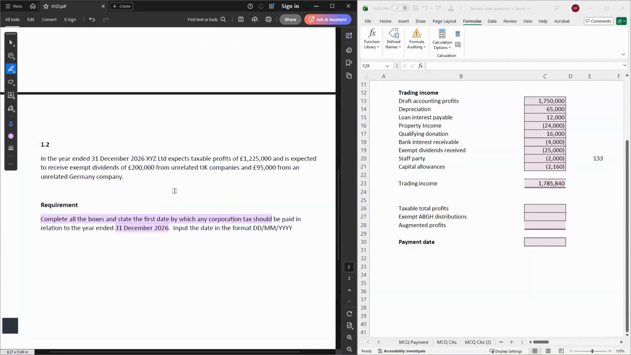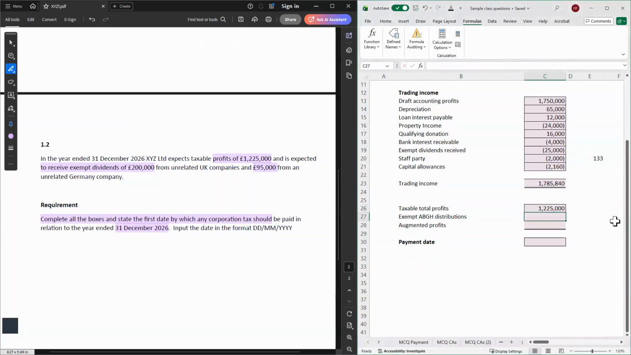So in the year ended 31st of December 2026, XYZ Limited expects taxable profits of £1,225,000 and is expected to receive exempt dividends of £200,000 from unrelated UK companies and £95,000 from an unrelated German company. So for our augmented profits calculation, we know we're going to need to start with total taxable profits, as shown in the pro forma here.